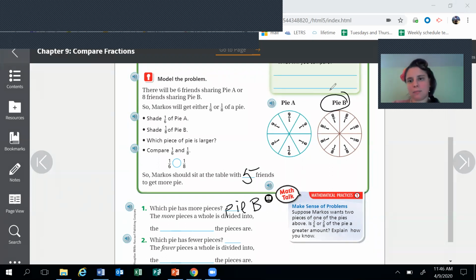Right? Because it has 8 pieces. The more pieces the whole is divided into, the smaller the pieces are. So the more people you have to share it with, the smaller your pieces get.